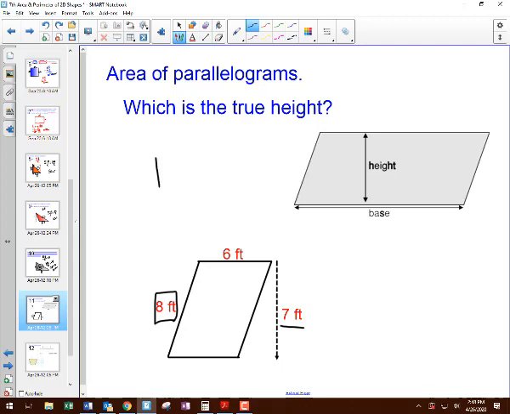So for our base times height, we're going to plug in the 6 and the 7. 6 times 7, 42 feet squared for our area. Okay, so we really have to be careful there that we don't misuse or mislabel our height. That 7 is going to be the height and not the 8.